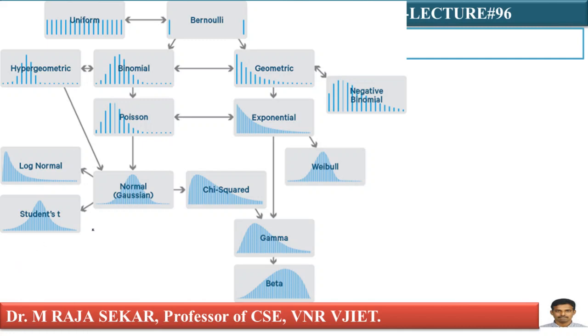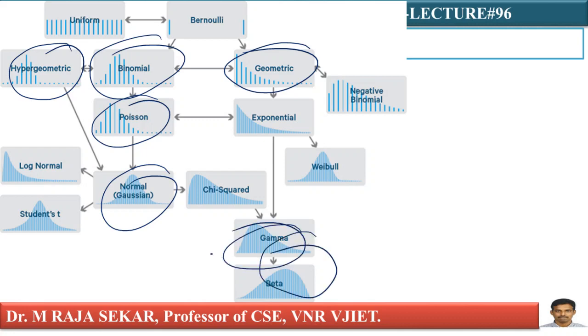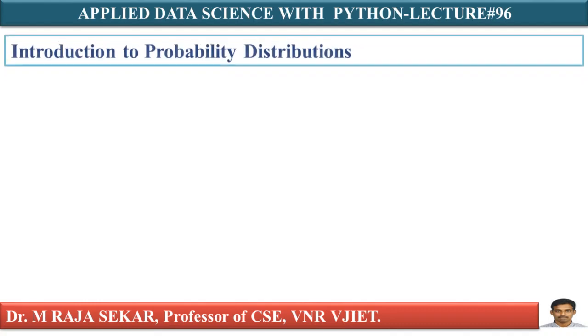Basically, there are two categories of distributions. First one is discrete distributions: binomial distribution, Poisson distribution, geometric distribution, hypergeometric distribution. All these come under discrete distributions. I will explain what a discrete distribution is in my future classes. Distributions like normal distribution, gamma distribution, beta distribution, exponential distribution come under continuous distributions. I will discuss all these distributions with appropriate examples in my future classes.